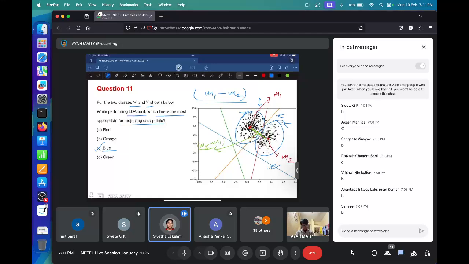Does LDA depend on the number of examples in each class? Yes, LDA certainly depends on the prior values pi that tell you what fraction of points belong to a certain class: pi 1, pi 2, pi 3 for different classes. So it also depends on those.